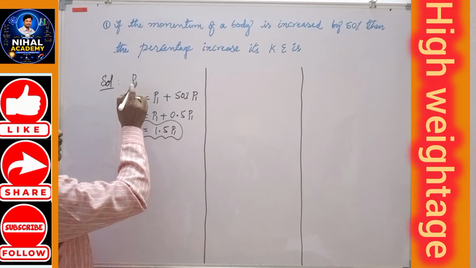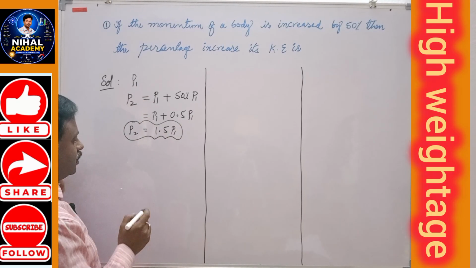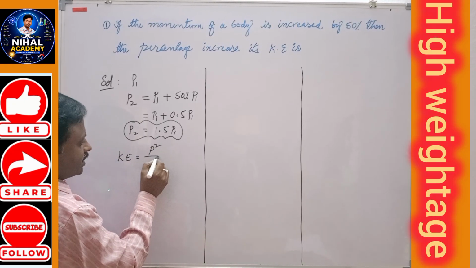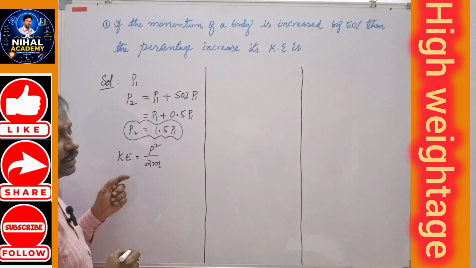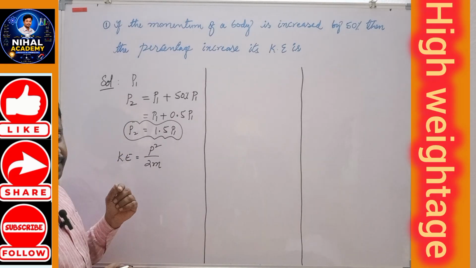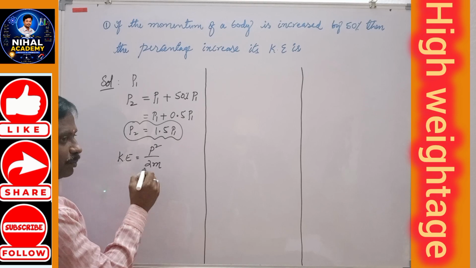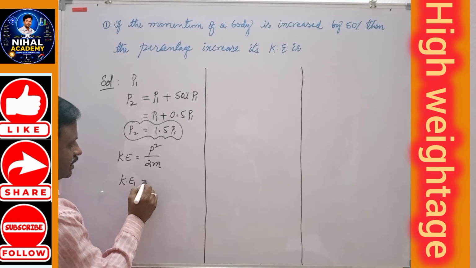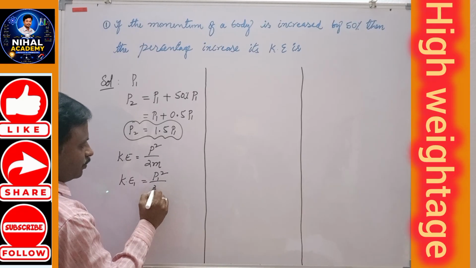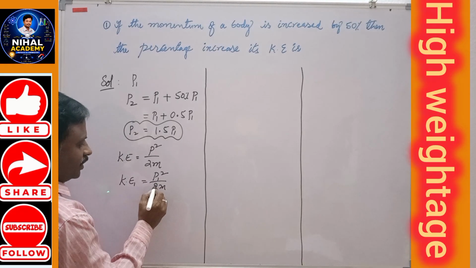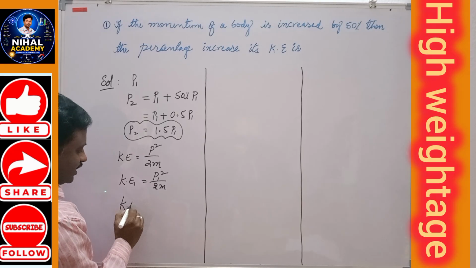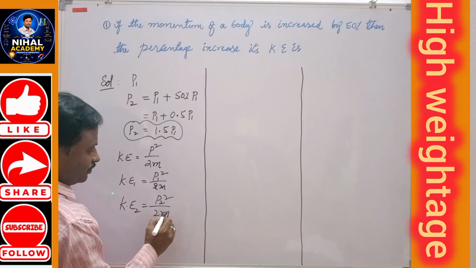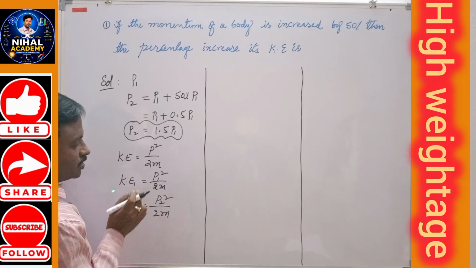And we know the initial momentum is P1. We know the relation for kinetic energy: KE is equal to P square by 2m. For the same body the mass m is constant. So using this formula, we apply it to the two cases: KE1 is equal to P1 square by 2m, and in the second case KE2 is equal to P2 square by 2m. Same body, so masses are constant.